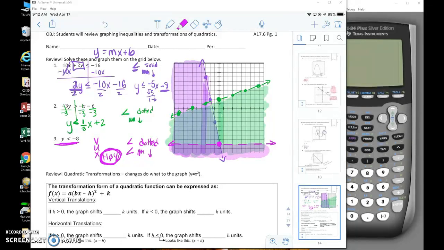For a system, our solution is where our shading overlaps. So our solution would be in this area here, where the shading from all 3 lines overlaps, and then on that solid purple line.